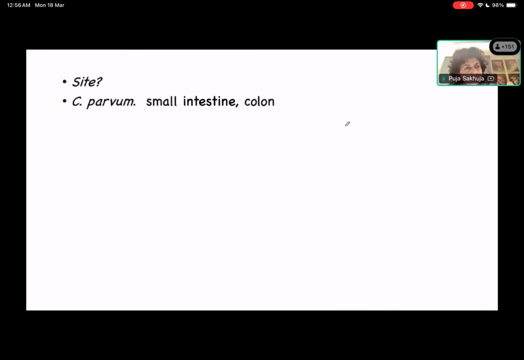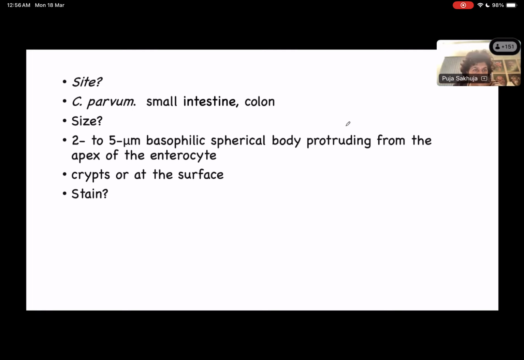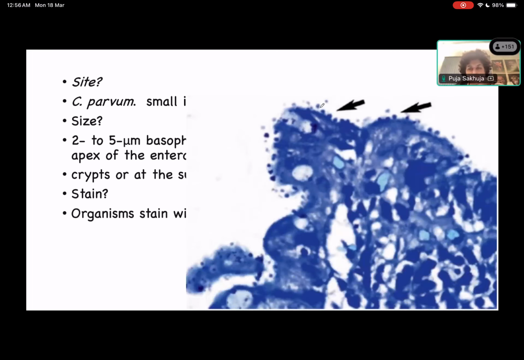Okay. So site we've discussed. They are more common in the small intestine and the colon. They're not usually seen in the stomach, but they can be seen in other parts of the intestine. Size we've discussed. They're seen in the crypt. Stain we've discussed. Anything left to discuss? Nothing. Okay, so this is another higher power view of the Giemsa positive cryptosporidia, typically adherent to the surface of the cells. That is a very important part, that they are adherent to the surface of the cell.